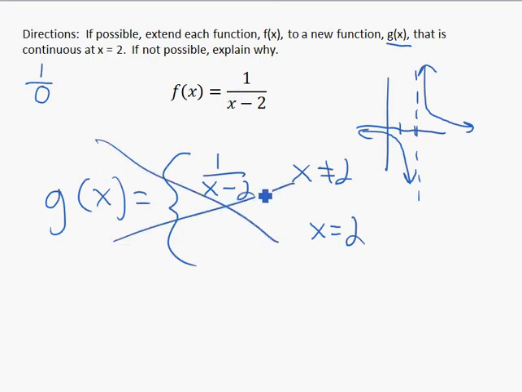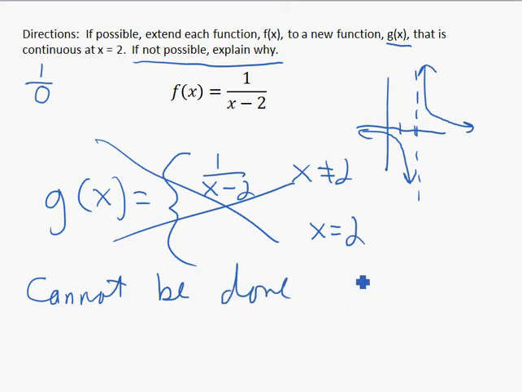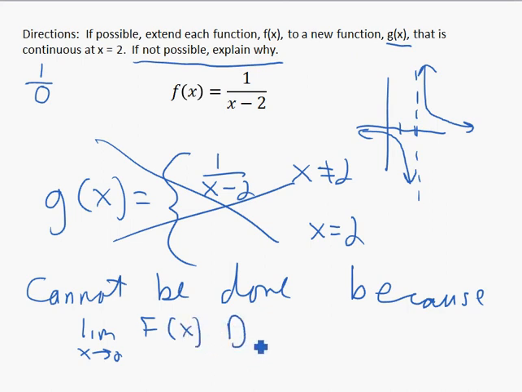And the reason is, to explain why this cannot be done, because the limit doesn't exist at 2. The limit as x goes to 2 of f of x doesn't exist. And if the limit doesn't exist, then it can't be continuous. And we can't just extend it to make the limit exist. We can't add 1 point and make the limit exist.